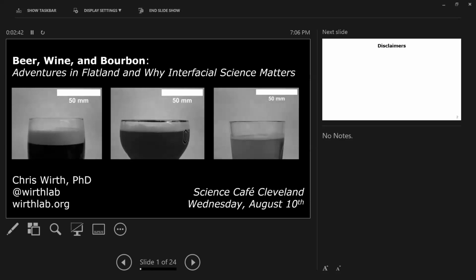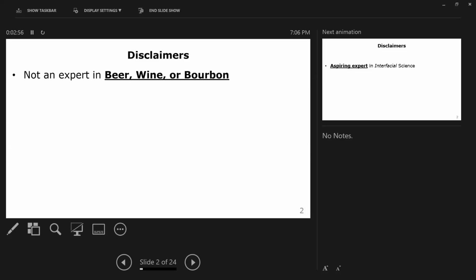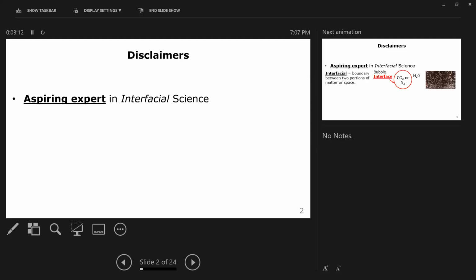And what I've shown here are two of my favorite beers, and then Miller Lite, which I'm going to be talking about for this presentation. So before I really get started, there's some disclaimers. I'm not actually an expert in beer, wine, or bourbon. I don't really brew professionally. I don't know a lot about wine or bourbon in making it, but I am what I would consider an aspiring expert in something called interfacial science.